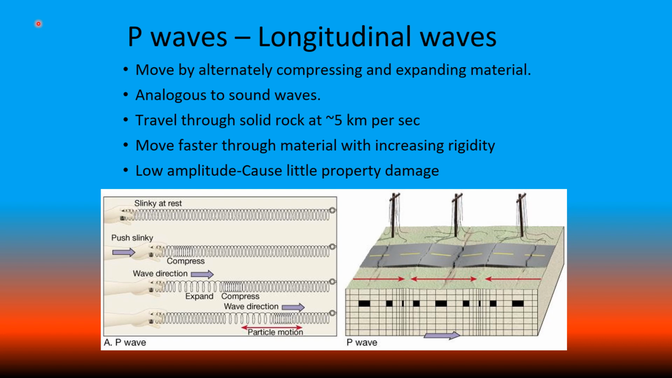That's why we call it the primary wave, because it's the first wave to reach anybody outside of the epicenter of the earthquake. It moves through rock the fastest, and so it's the first one. So it's the primary one we get. And like I said before, it moves by alternately compressing and expanding material.